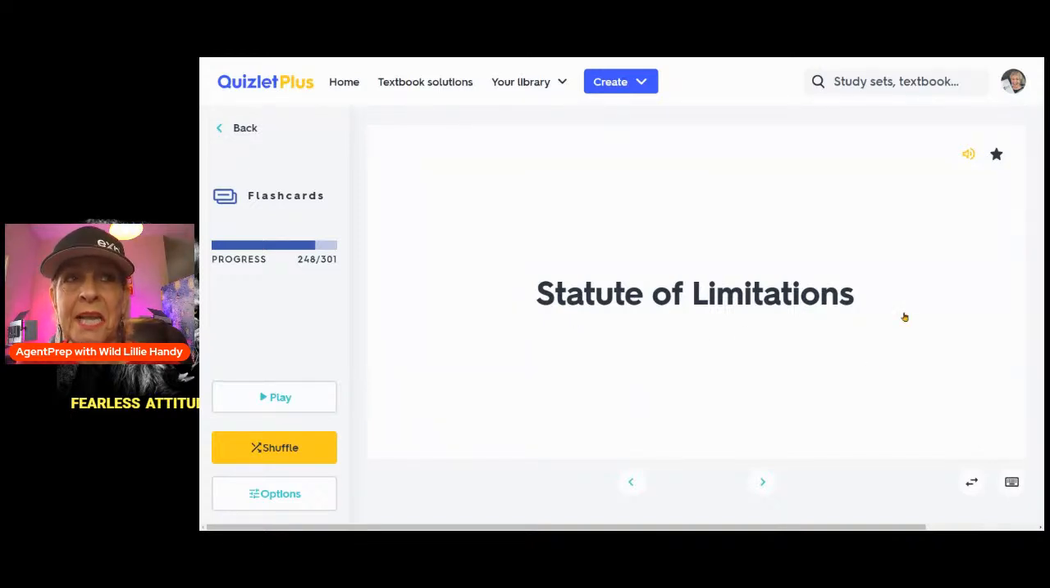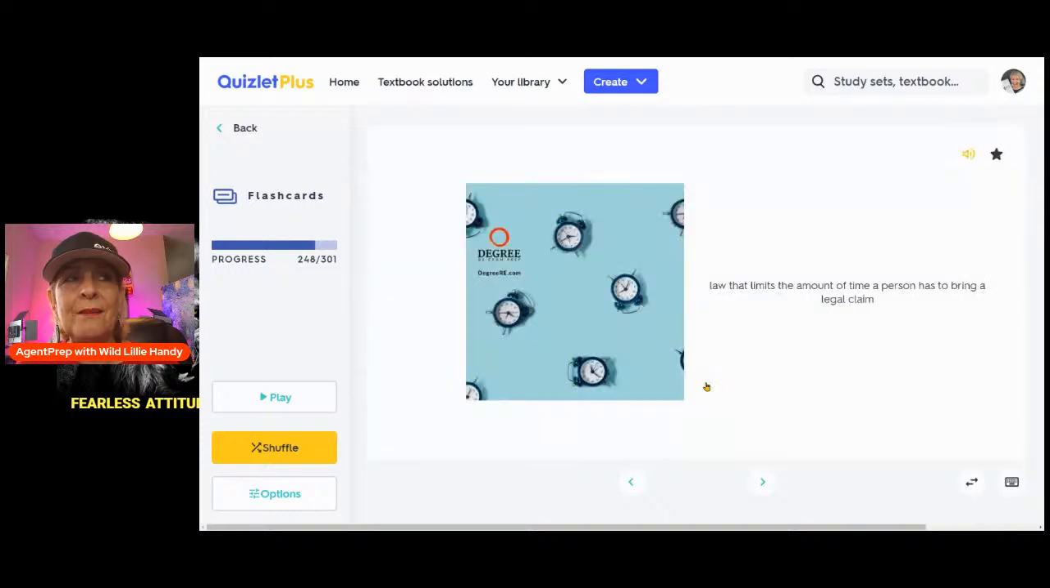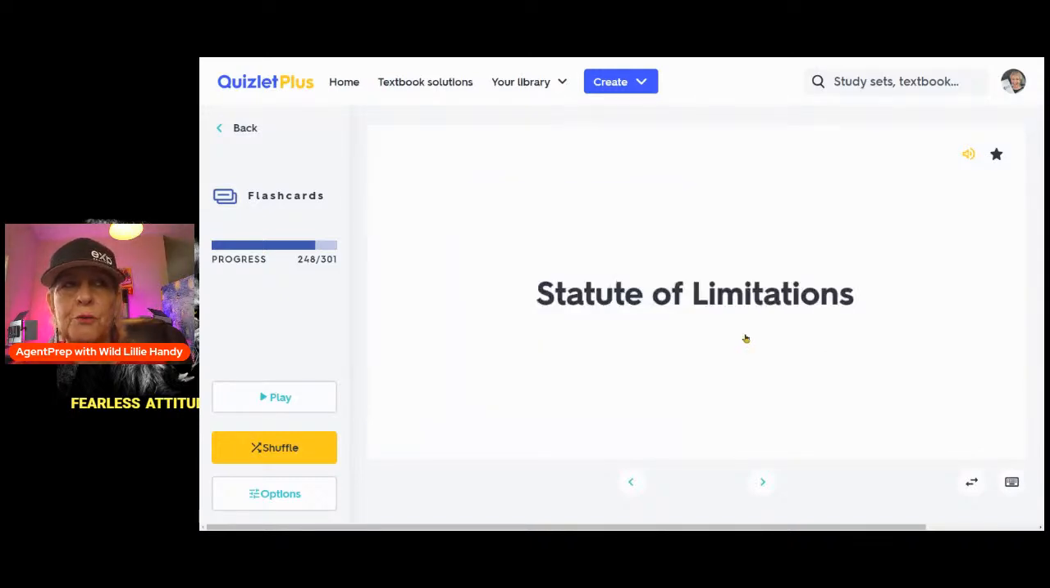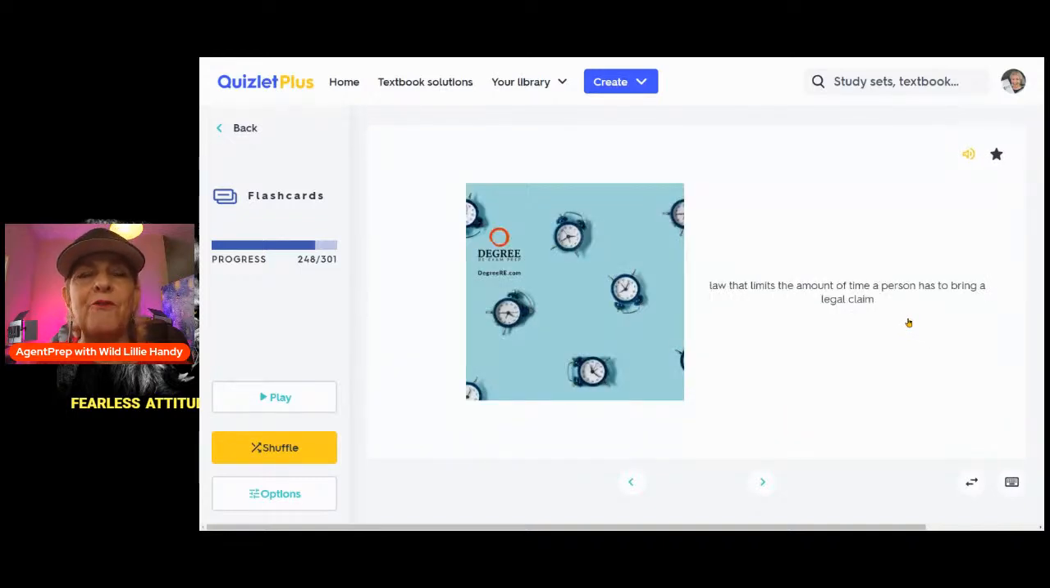It has limitations. So it's a law that limits the amount of time a person has to bring a legal claim. So it's a law, right? So when you see the word statute, it's not a work of art, okay? A statute, it has limitations. It's a law that limits individuals on how much time they have to complain on somebody else legally, bring an action, a judgment on someone else.